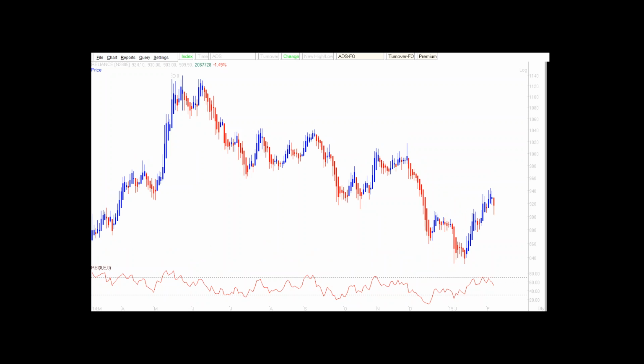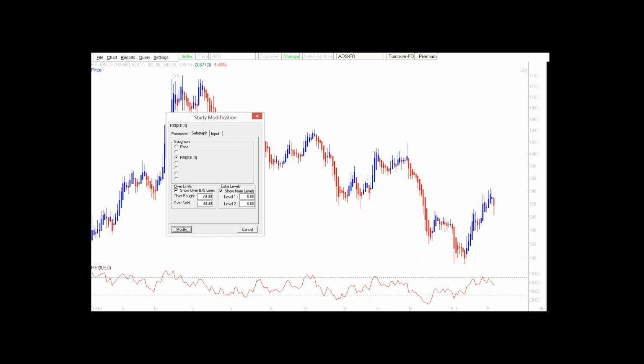Now when we plot indicators in any software, it will ask you for overbought, oversold levels. You see 70 and 30 are the defaults. 70 is overbought and 30 is oversold. What does it mean?